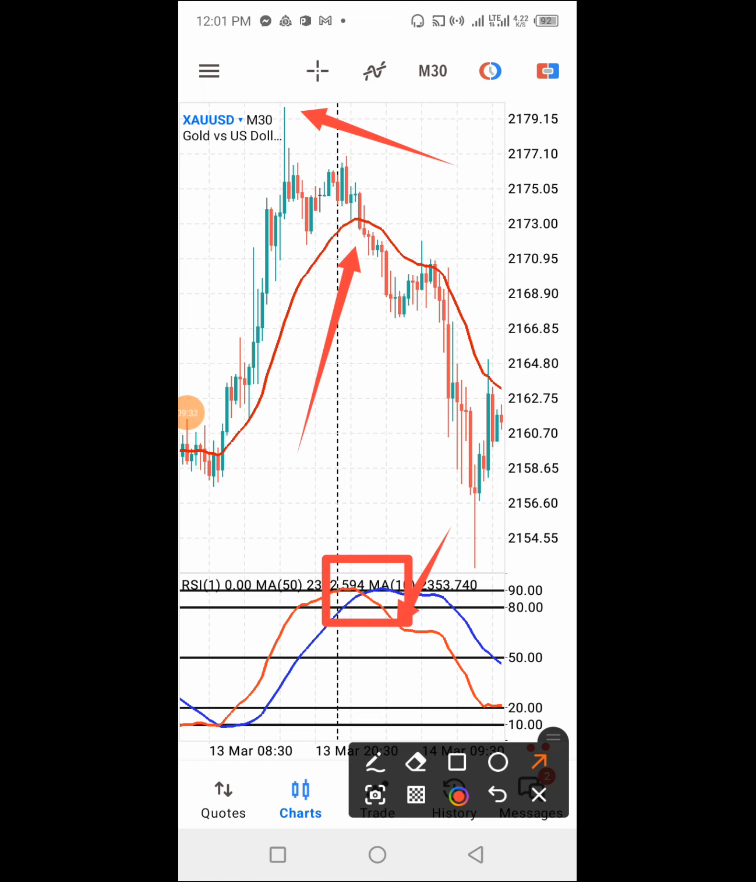Then you hold the trade. Once it gets to your area of probable reversals, you can exit, or when you meet your daily target, you exit.